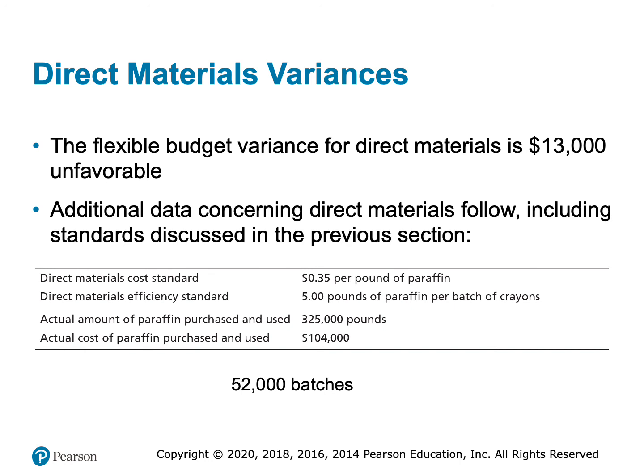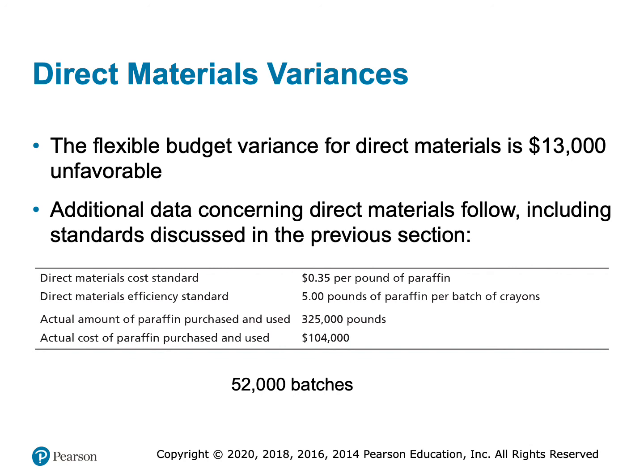Our standard quantity of materials used is 5 pounds of paraffin per batch. Now, the actual amount of paraffin that we purchased and used last year was 325,000 pounds, and we actually spent $104,000 on this. And remember, we already know this, but just to keep in mind, we made 52,000 batches. So let's go to the next slide, and we're going to work through this.